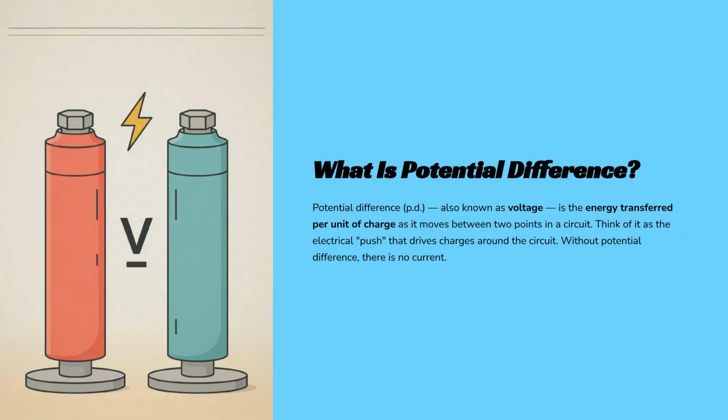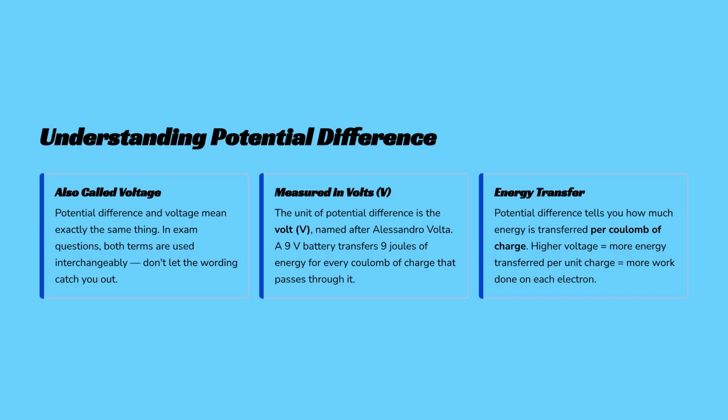Next, let's look at potential difference, also called voltage. It represents the energy transferred per unit of charge as it moves between 2 points. You can think of it as the electrical push required to drive charges through a circuit. When studying potential difference, remember that it is measured in volts. A 9-volt battery, for example, transfers 9 joules of energy for every coulomb of charge passing through it. Higher voltage simply means more work is done on each electron.